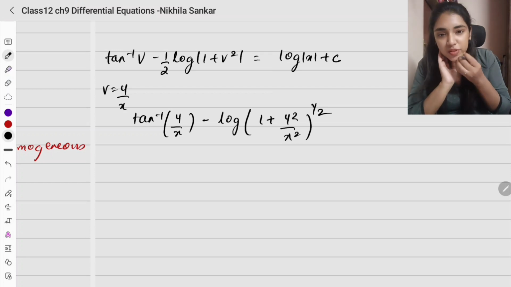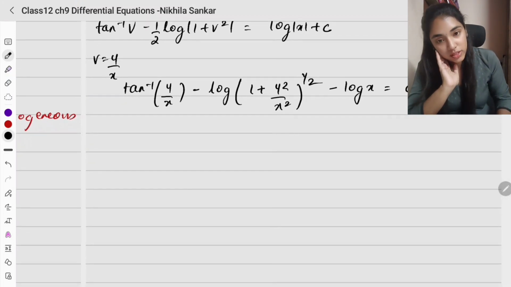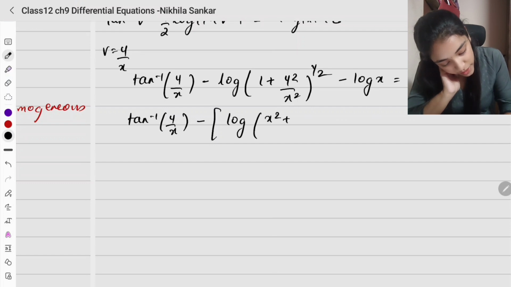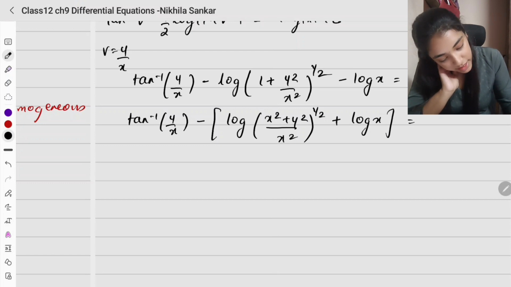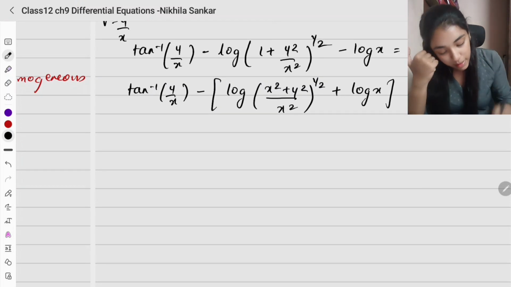You know what I did here? You see, I substituted y by x for v and took the half up as a power. Minus log x equals c. I brought the log x to the other side. Now what do I have? Tan inverse of y divided by x minus, taking common, log of, inside taking the LCM, x square plus y square divided by x square to the power half, plus log x equals c. I took the minus outside. But is there the formula log a plus log b? So can we write it as log ab?